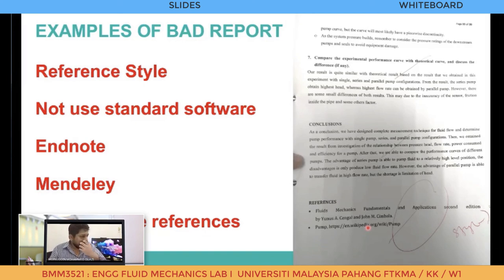And then the use of software. They did not use any software. So you can see that the reference is not formatted correctly. So these are the problems of references.